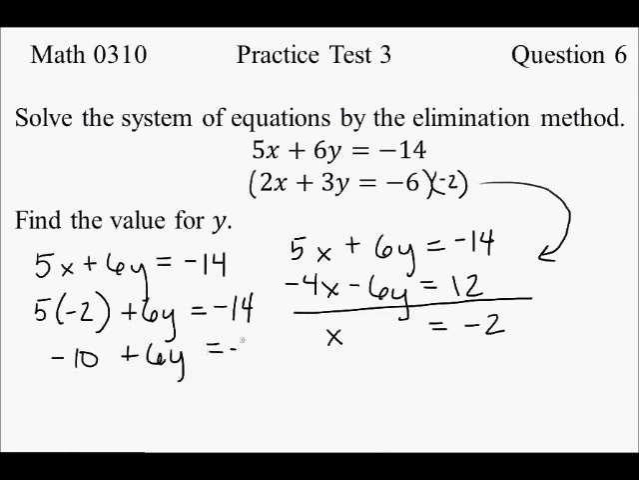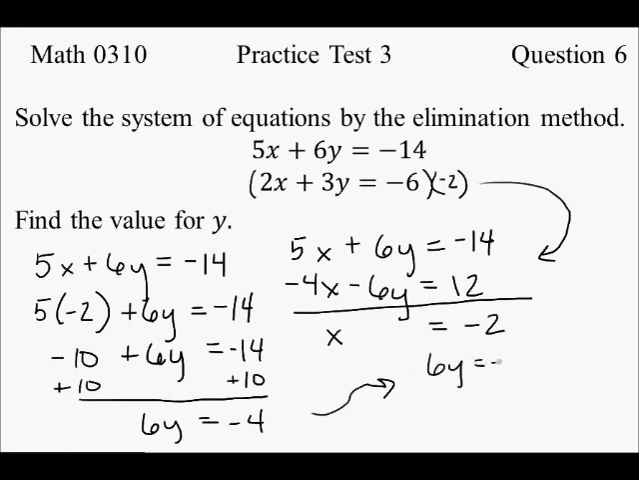equals negative 14. Here we need to get rid of the negative 10, so we'll add 10 to both sides. Adding 10 to both sides will give us that 6y equals negative 4. And I'll complete my equation over here. So 6y equals negative 4. We would need to divide both sides by 6. So it looks like y is going to equal negative 4/6.